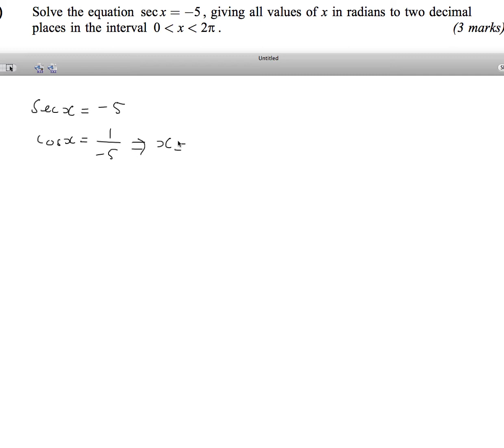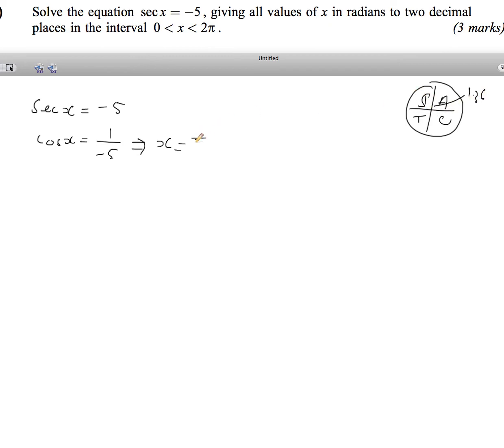so it's 1 divided by 5, inverse cos, comes to 1.36, but that would be the angle, so I use the CAST diagram. Now the angle I've just said, 1.36, is this angle here, but we want the negative angle here.